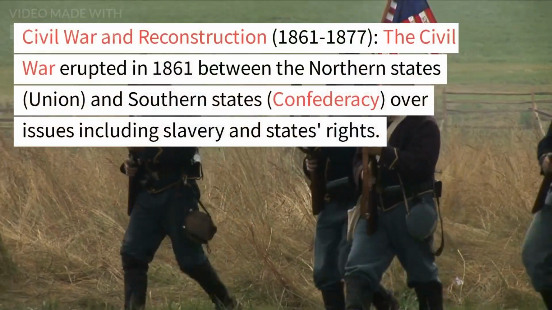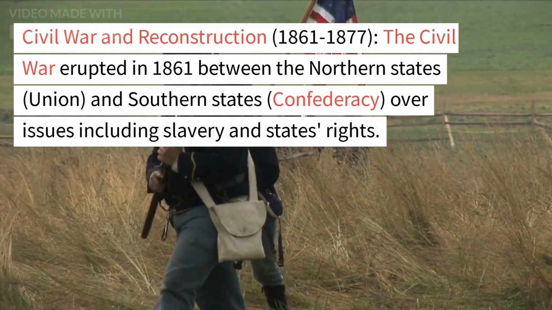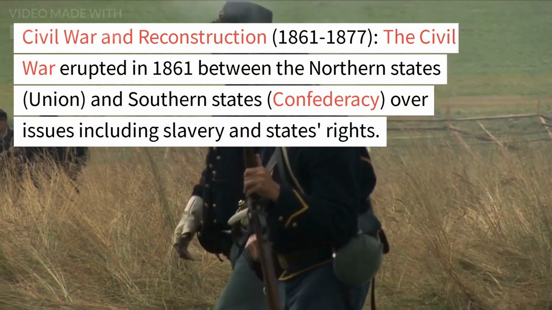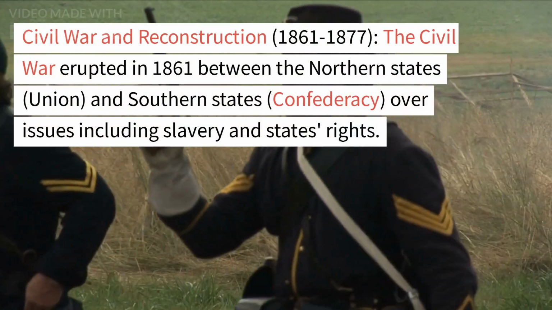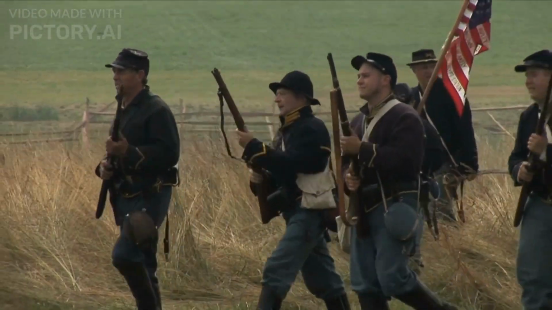Civil War and Reconstruction, 1861 to 1877. The Civil War erupted in 1861 between the Northern States, the Union, and the Southern States, the Confederacy, over issues including slavery and states' rights.